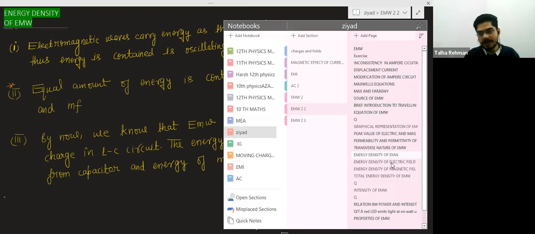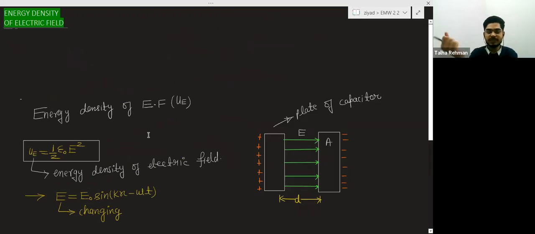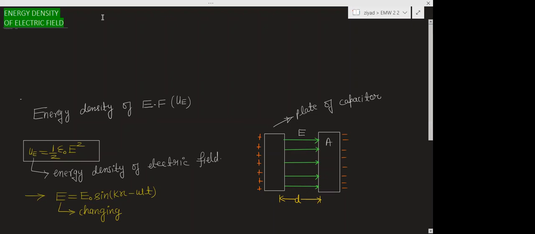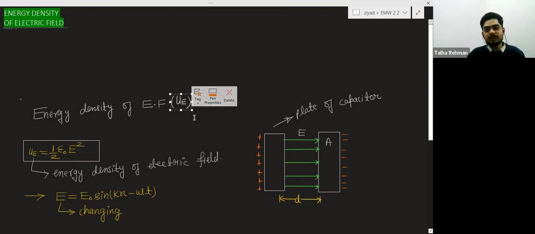Okay. Now energy density. Now we will calculate the energy density of the electric field. Energy density of the electric field I will represent with small u suffix e.